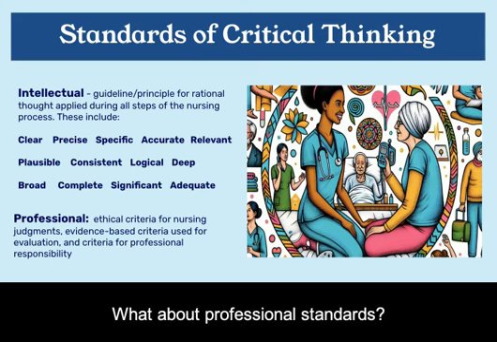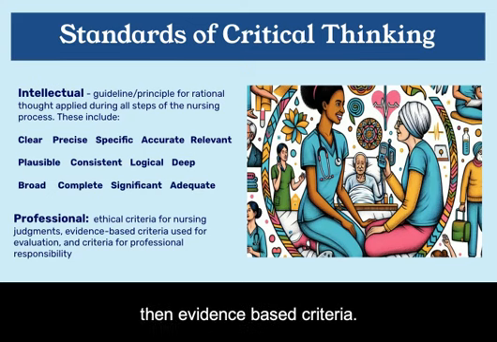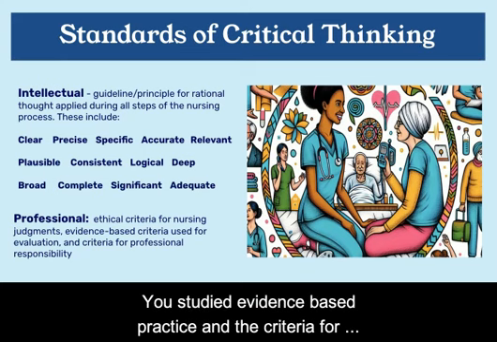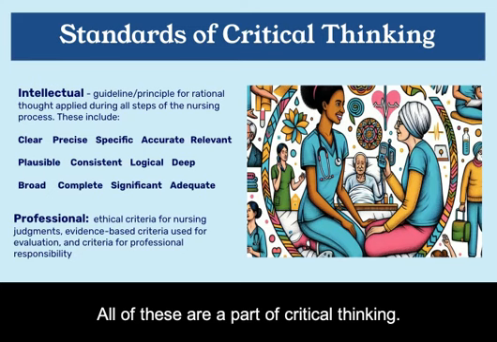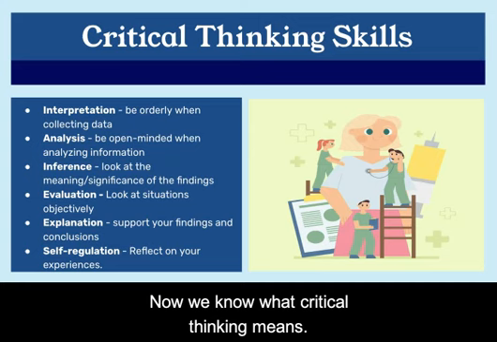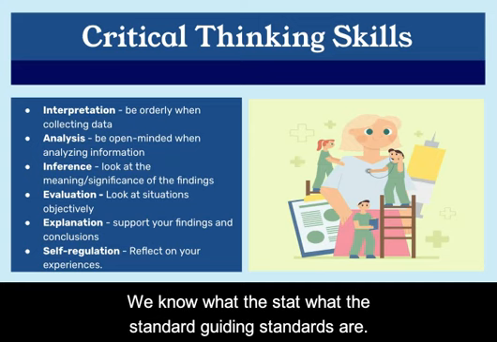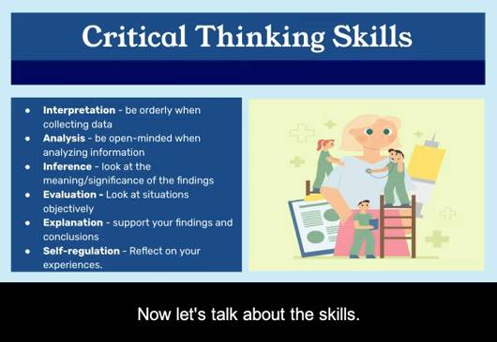What about professional standards? We have ethical criteria. We talked about ethics earlier, about a week or two ago. And then evidence-based criteria. You studied evidence-based practice and the criteria for professional responsibilities. All of these are part of critical thinking. Now we know what critical thinking means. We know what the guiding standards are. Now we talked a little bit about the attitudes of critical thinking. Now let's talk about the skills.